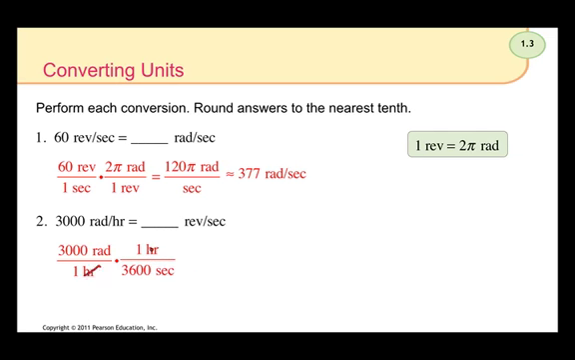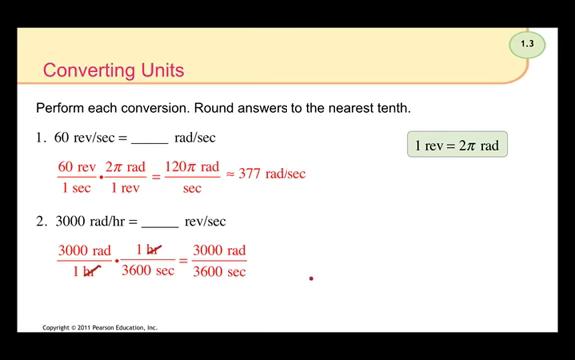This is going to go away and I have radians per second, but I'm not quite there yet. I need to change this to revolutions instead of radians. We'll do that in the next step. I simplify this. This is what I get. Now my goal is to change, like I said, radians to revolutions.